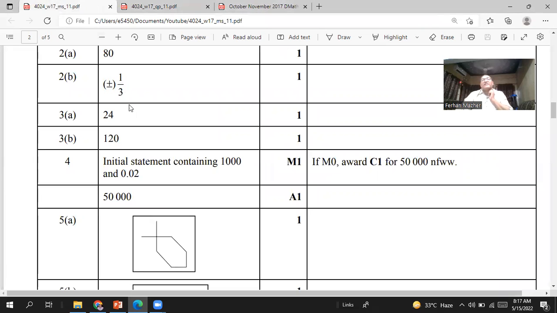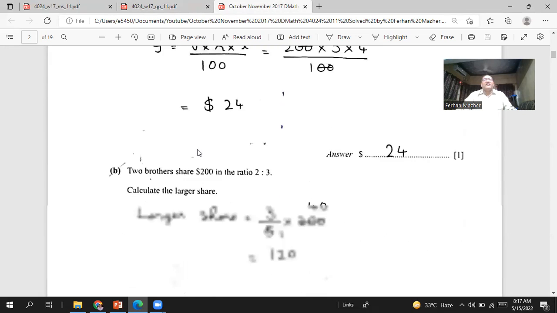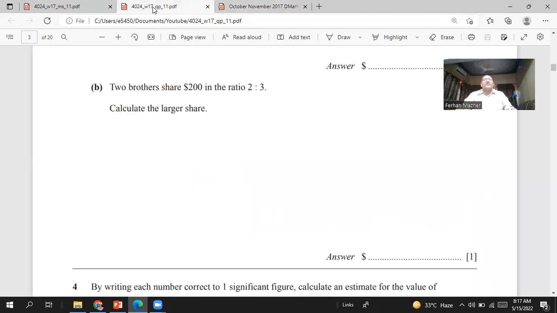So let's check the marking scheme. Question number 3: 24 and 120 is the answer. 24 and 120, our answers are right. Okay, so we are going to the next question.